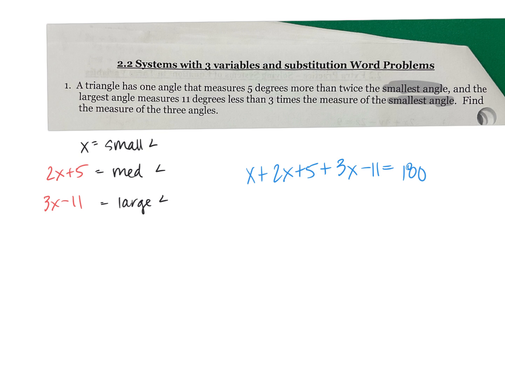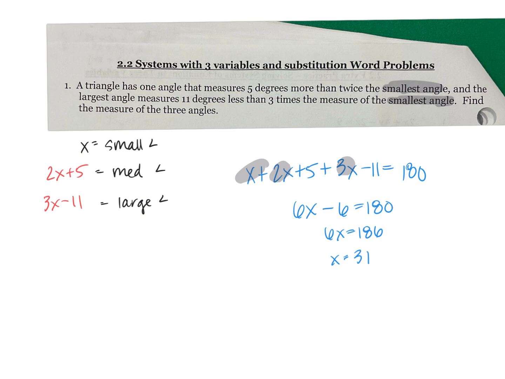So do we need two other equations? Sure don't. We had one variable, one equation. How many x's do we have? We can just add them up exactly. 6x minus 6 is 180. 6x is 186.